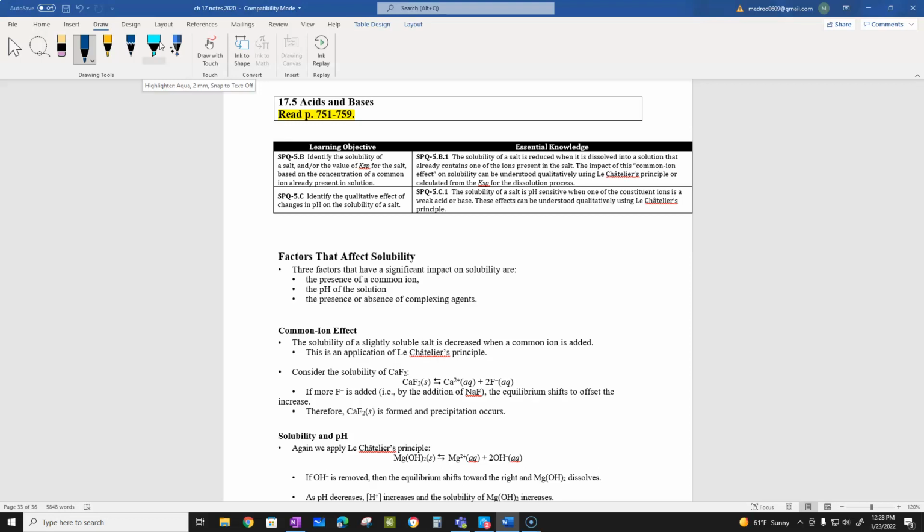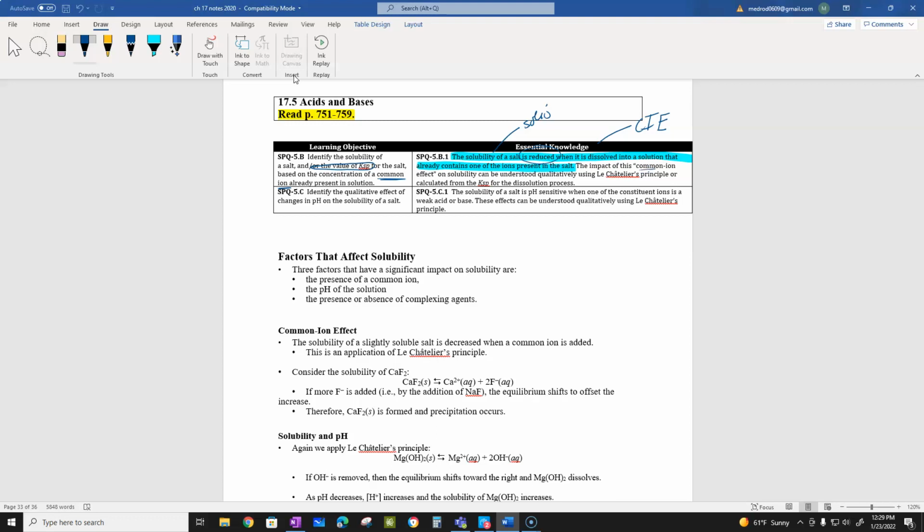Okay, so this is when we're taking KSP, and we're going to do a little common ion effect too, like we did at the beginning of the chapter. So the solubility of a salt, very important here. The solubility of the salt is reduced when it's dissolved into a solution that already contains one of the ions present in the salt. So AKA, when you have a common ion effect going on, the solubility of the salt, the solid, is reduced, okay, which means you're not dissolving as much as you were when it's dissolved in a solution that already contains one of the ions present.